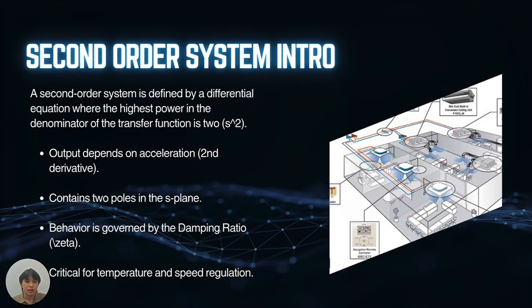Second order system intro. A second order system is defined by a differential equation where the highest power in the denominator of the transfer function is 2. Here are 4 points. First, output depends on acceleration, the second derivative. Second, it contains poles in the S-plane. Third, behavior is governed by the damping ratio. Last but not least, it is critical for temperature and speed regulation.